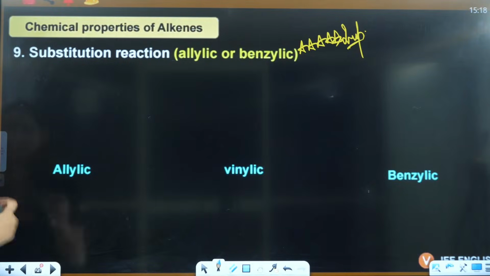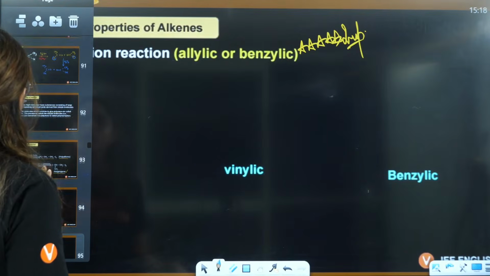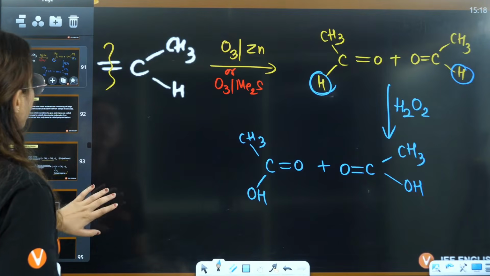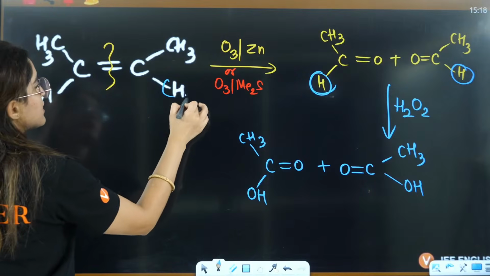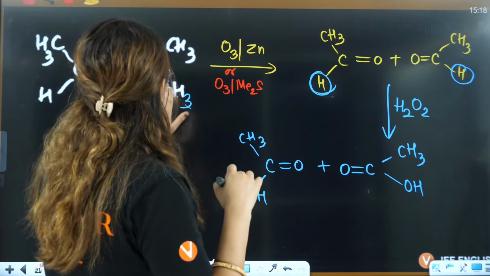Ma'am, then ketone will be formed. Here you are talking about that, right? Then ketone will be formed. If you say that, ma'am, here CH3 is formed. Let's say, okay.